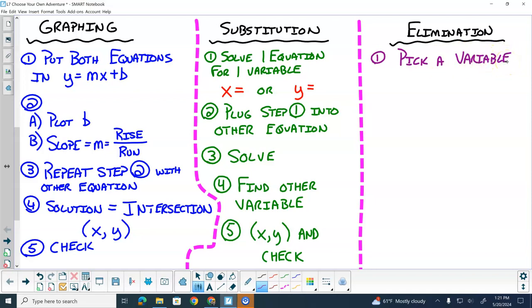Right? We should think about which variable is easier. Maybe it's already set up for us. Not necessarily. But maybe we think about which variable is going to be easier to solve for, or to eliminate, I should say. Same thing over in substitution. When you're solving your one equation for your one variable, you want to be easy on yourself. You want to pick the easiest one to do there.